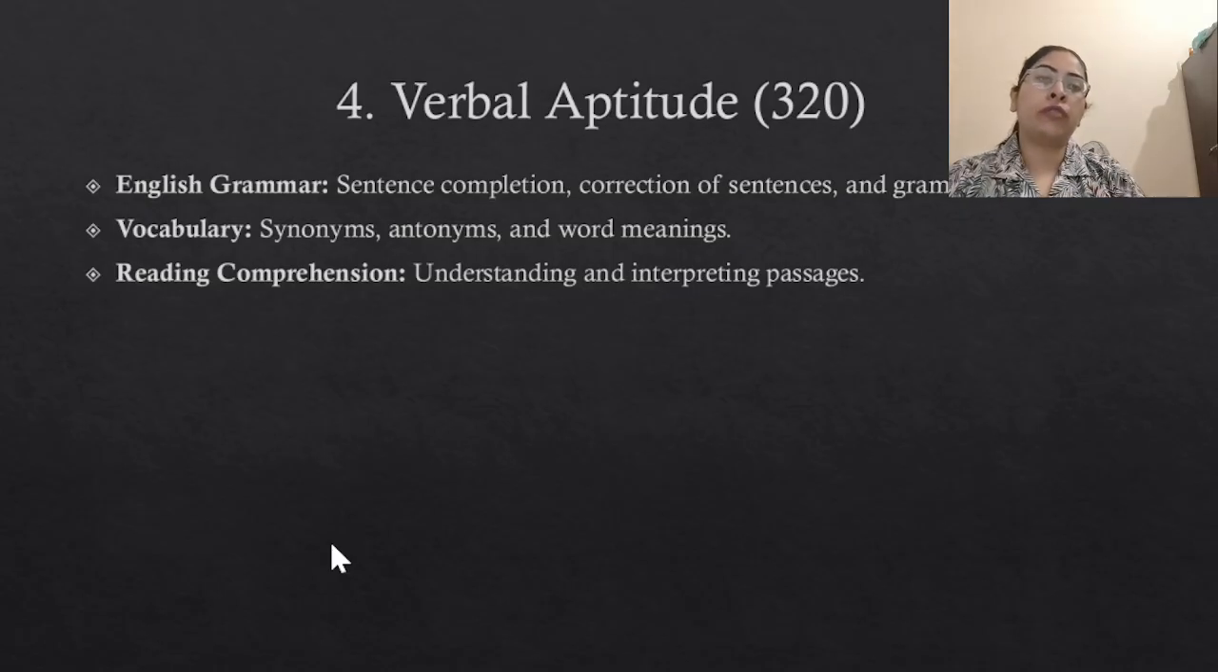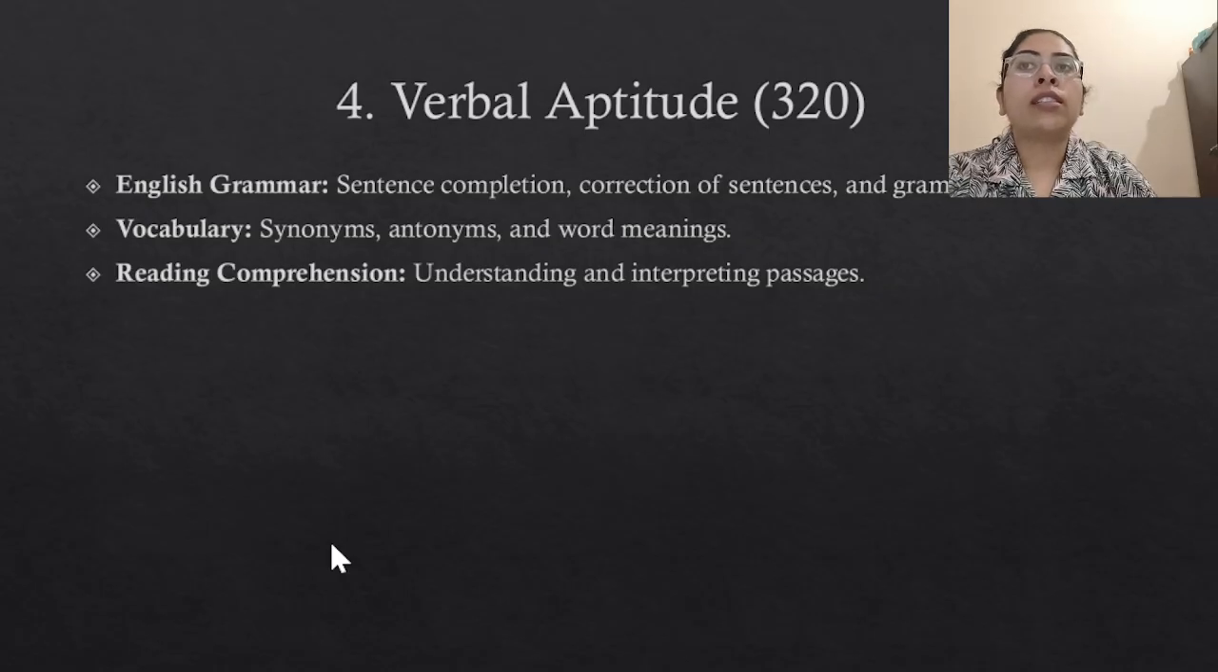Verbal aptitude is very important for the GATE examination. Almost every year 3 to 4 questions come from the verbal aptitude. Like English, they will give you a reading comprehension, understanding and interpreting the passages. They will give you a big passage, and then they will ask you what can be inferred from the above passage. Okay, so this way they will ask you.